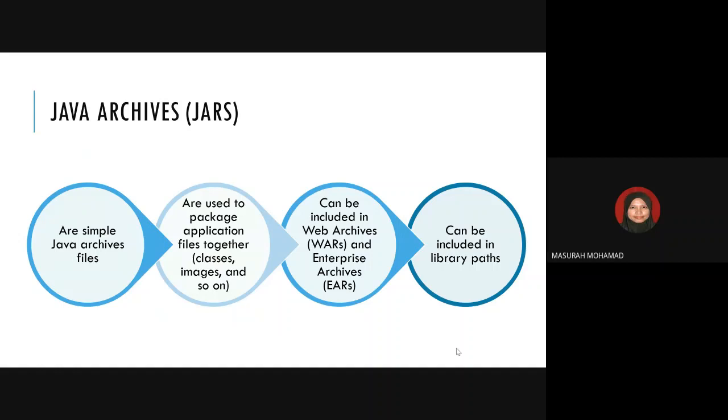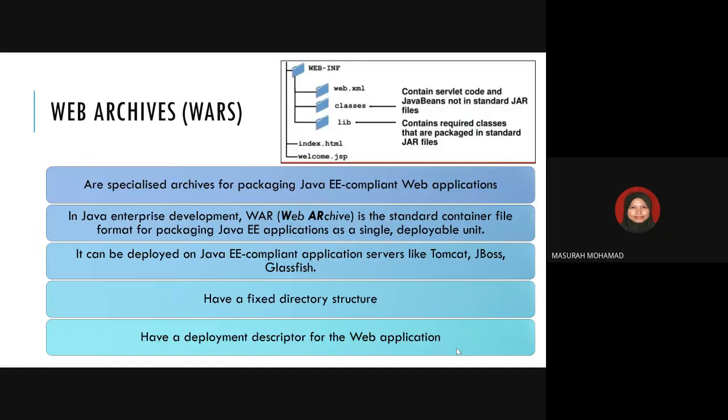JARs, also known as Java archives, are simple Java archive files used to package application files together, such as classes, images, and so on. They can be included in web archives, named WARs, and enterprise archives, named EARs. JARs can also be included in the library path.